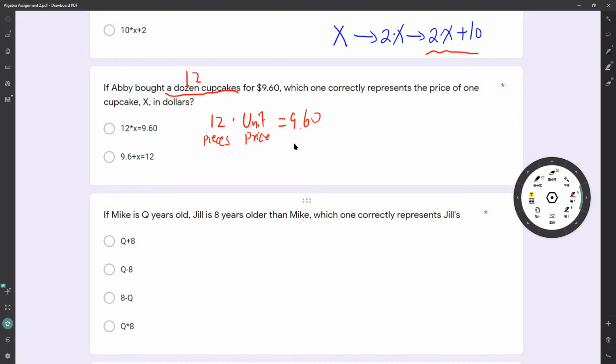You've got 12 cupcakes, multiplied by the unit price, and the total price is $9.60. And this one, 9.6, that's the total price, right? Total price, $9.60. Plus we know X is the unit price. And the 12 is how many units? Like a dozen. Number of pieces.